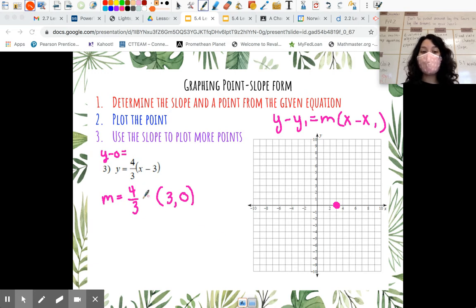And then I plot my other points using the slope, which again is positive, so I know this line should be rising left to right when I read it like a book. I can go up 4, right 3, or I could go down 4, left 3. Connect to the best of my ability. Let me try that again. If you've got a straight edge and you're doing this in your notebook, it's a really good idea to use a straight edge and then include arrows on the end.